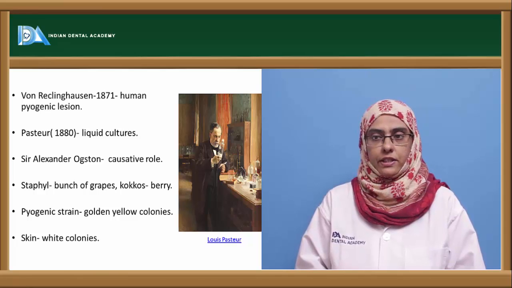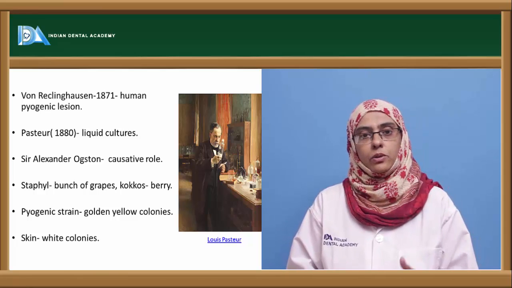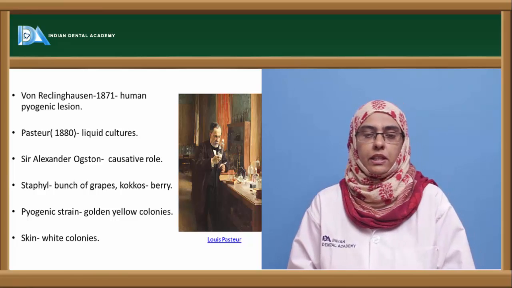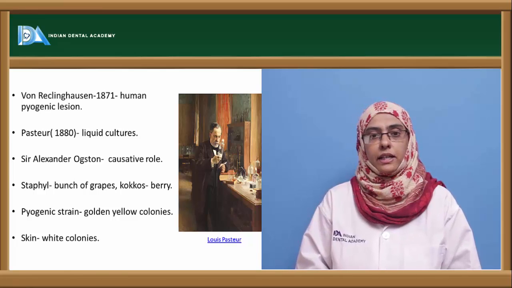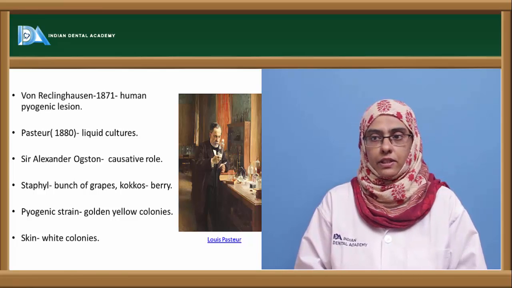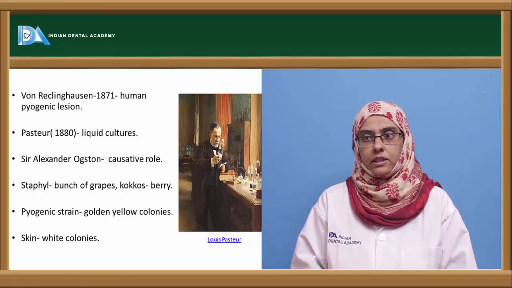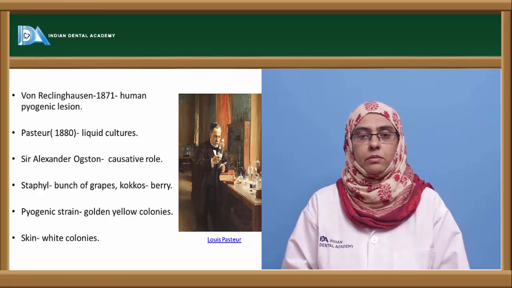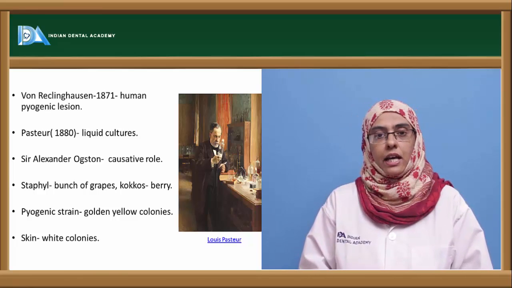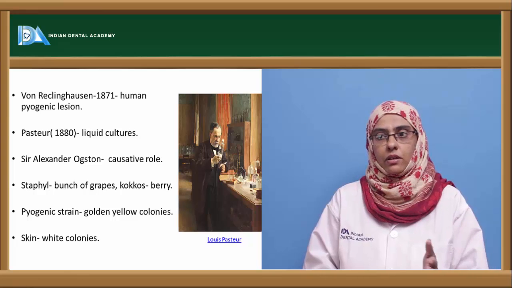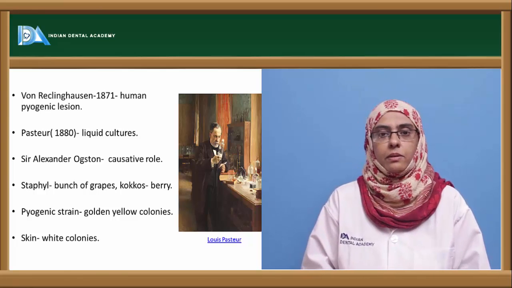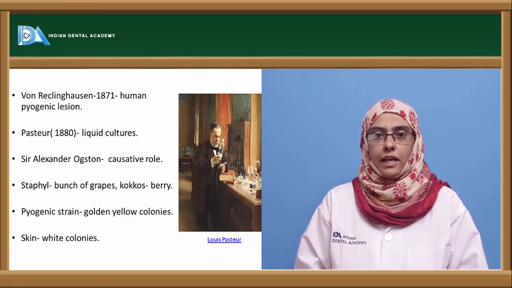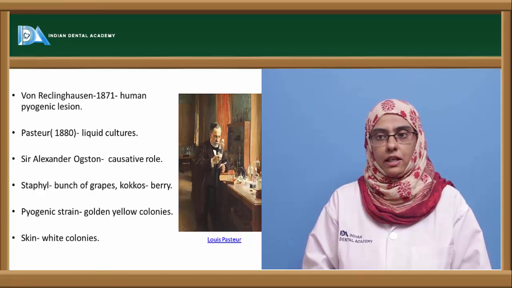human pyogenic infections. It was Pasteur who was able to isolate this organism from pus and initiate abscesses in rabbits, helping us to know about the activity of this organism in pyogenic infections. Next, Sir Alexander Ogston gave us the causative role of this organism in human pyogenic infections and named them staphylococcus. Staphyl means bunch of grapes and coccus means berry. They look like a bunch of grapes or berries under the light microscope after staining with Gram staining.